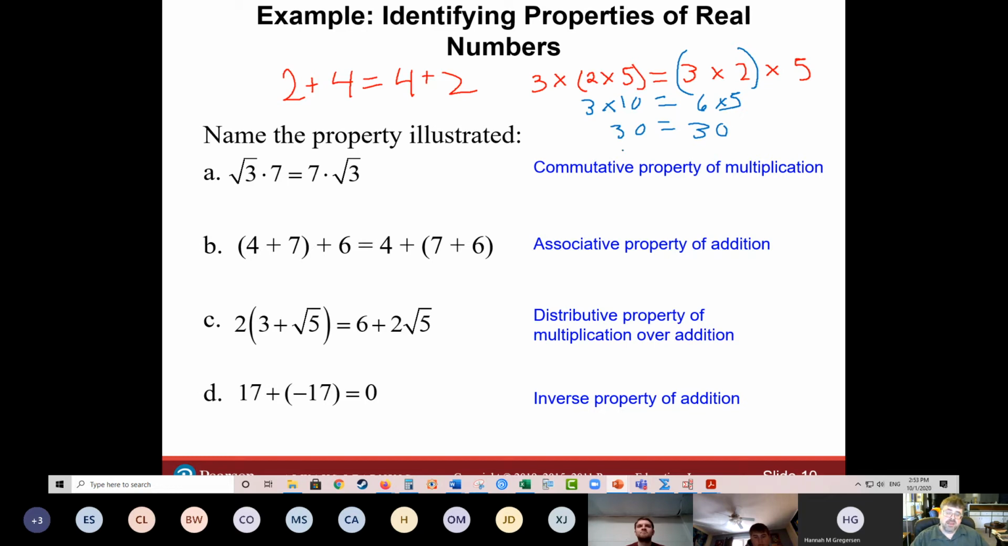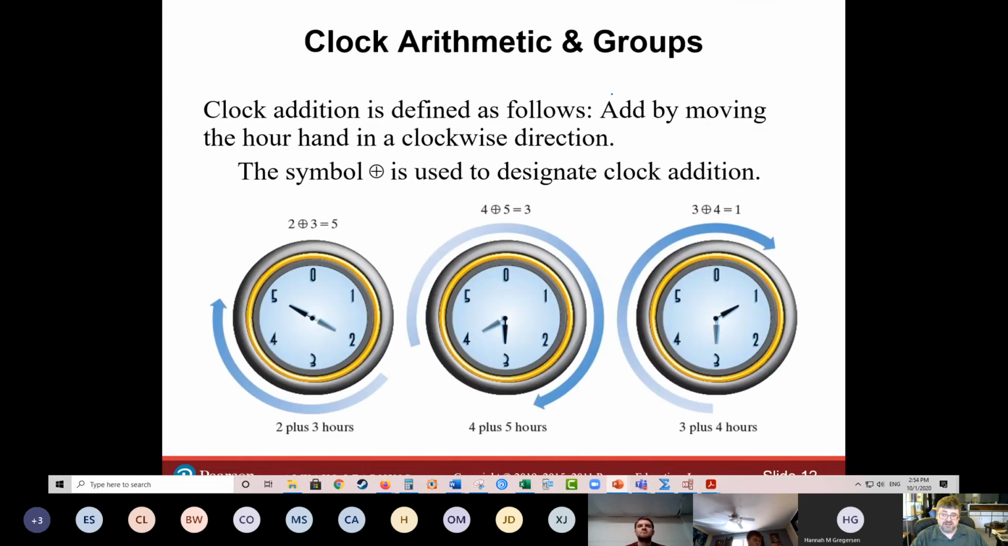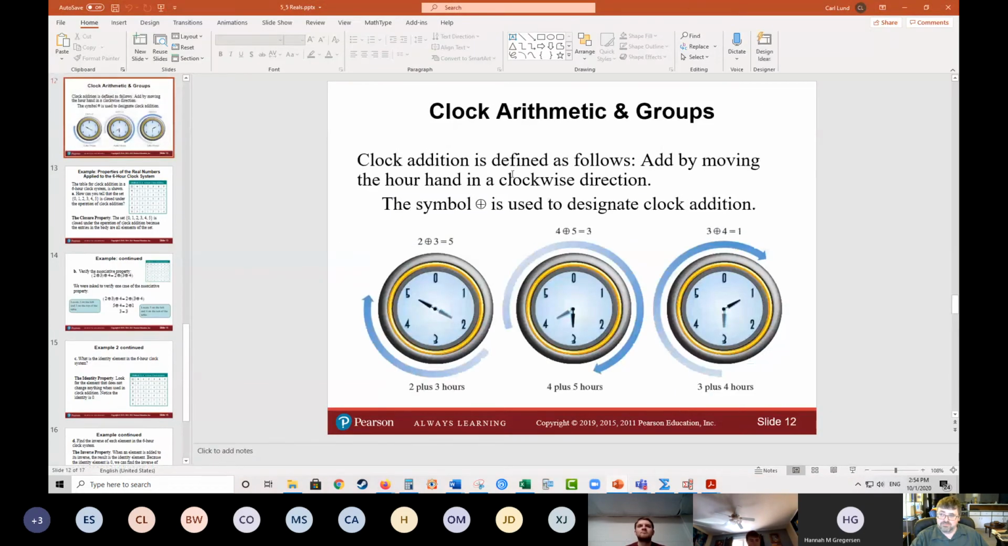Okie dokie. Again, I kept the clock arithmetic stuff in the PowerPoint from your textbook in case you're interested. So it's there, but you are not responsible for any of it. It's not going to show up even as extra credit. Symmetry and clock arithmetic, especially clock arithmetic, are not going to show up in this class at all.